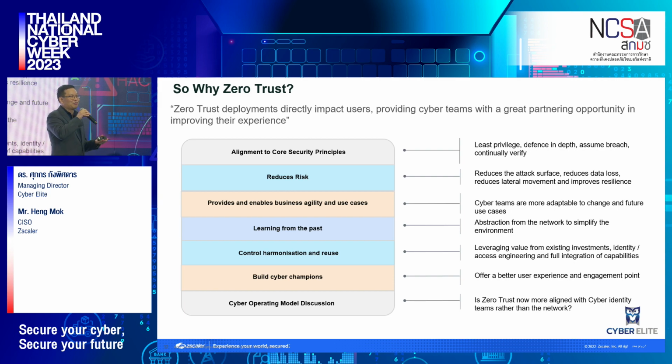And then the last thing is really around redefining your cyber operating model. It brings in the question of, should cyber teams be managing zero trust like identity? And as a result of that, is there an operating model change that needs to happen where it's no longer an infrastructure type responsibility? It's actually a cyber responsibility around policy and controls.